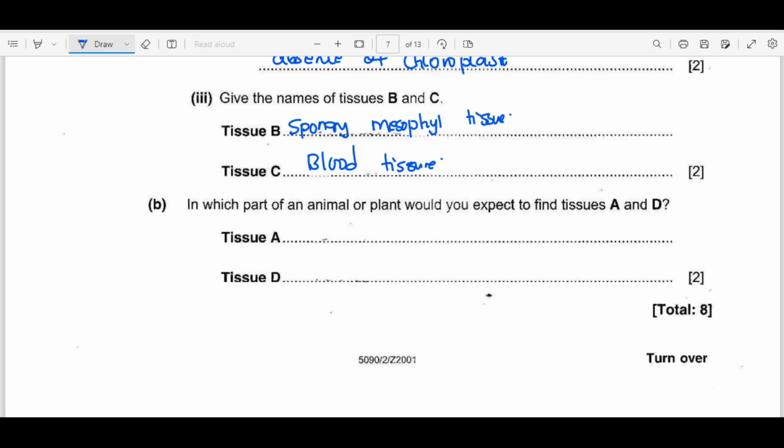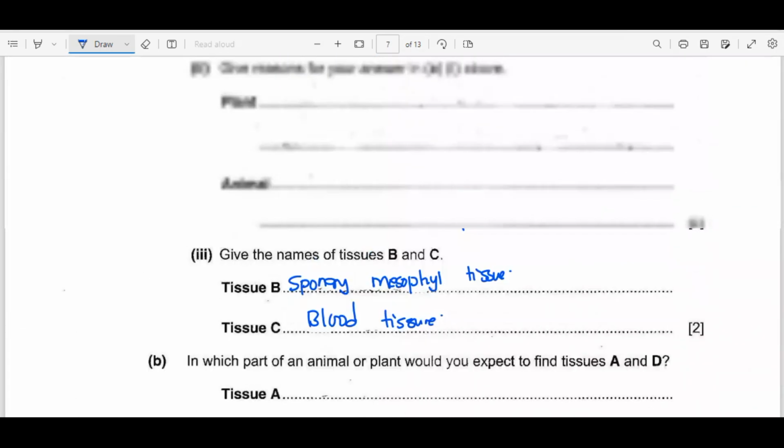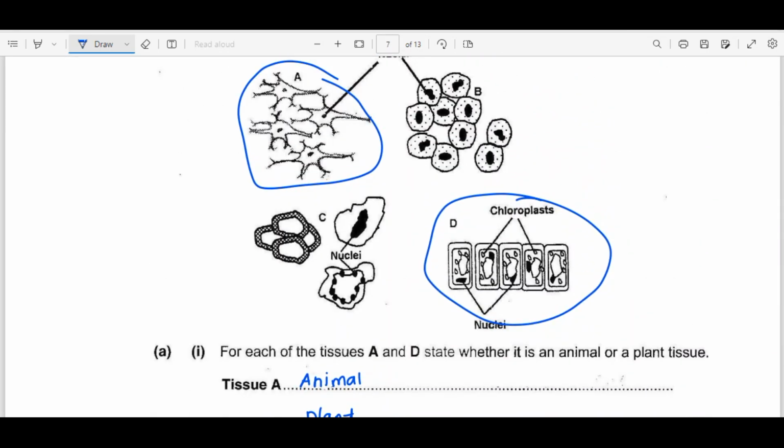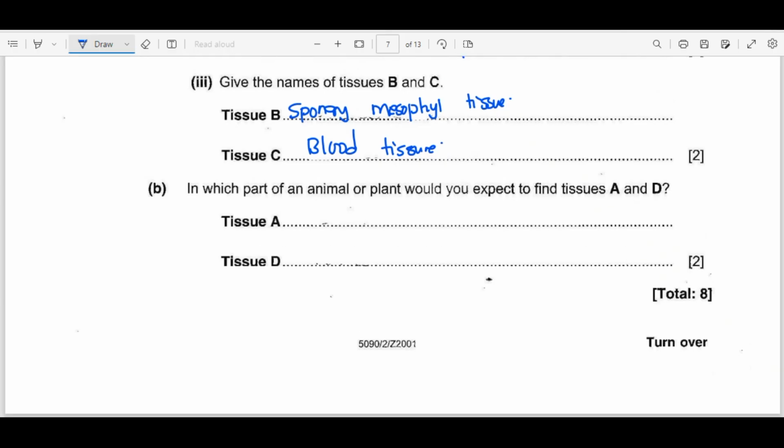Then in which part of an animal or plant would you expect to find tissues A and D? So for tissue A, they are found in the brain or spinal cord. Then tissue D, they are found in leaves, so just say the leaf.